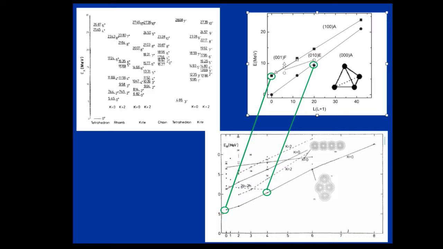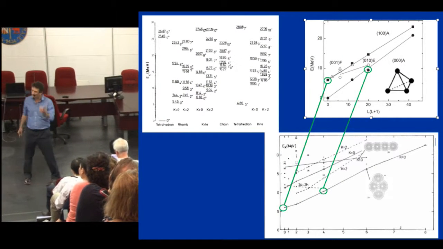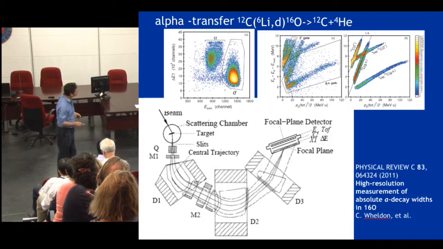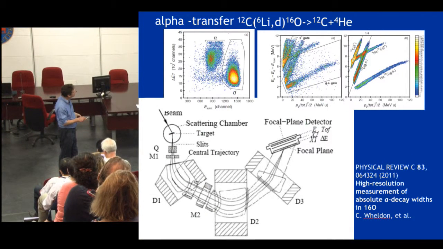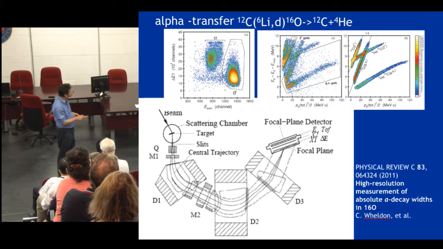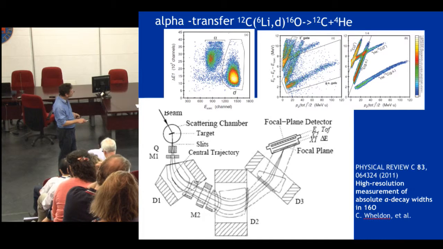So which of these pictures is right? Maybe neither is right. Now, we can try and answer that question in lots of different ways, one of them being by doing alpha transfer. So here are some measurements done at Munich by the group from Birmingham, where we take a lithium-6 beam and transfer an alpha particle onto carbon-12. So lithium-6 beam in, transfer an alpha particle, the deuteron whizzes around here and hits the focal plane, and we can tag the states in oxygen-16 by analyzing the focal plane.